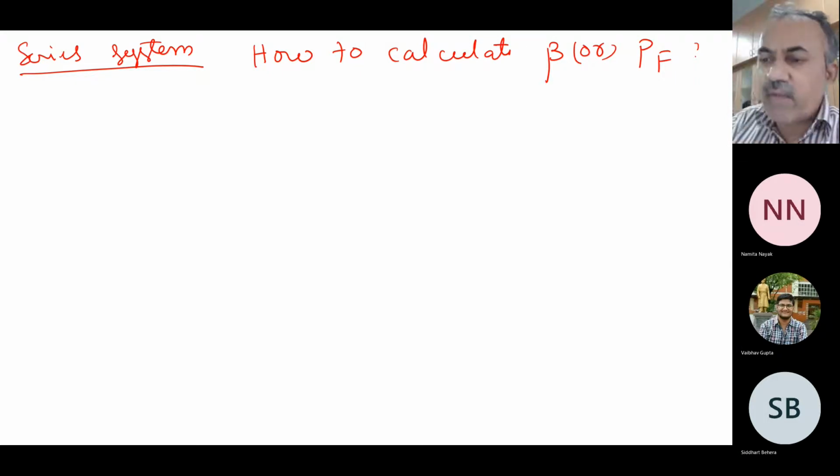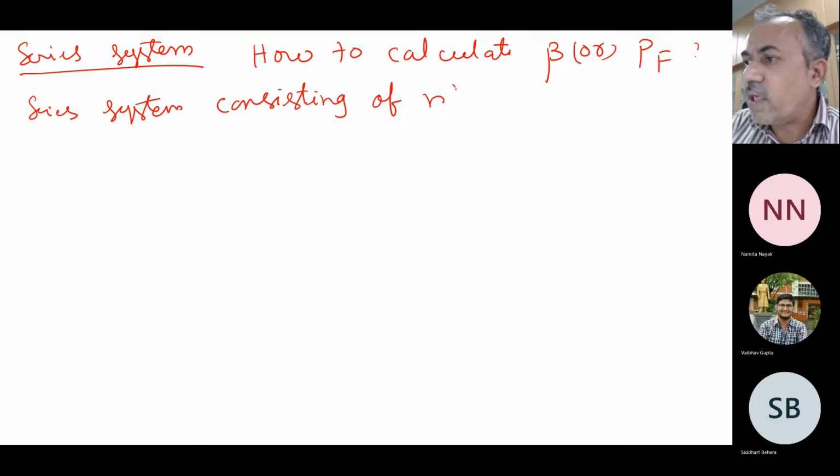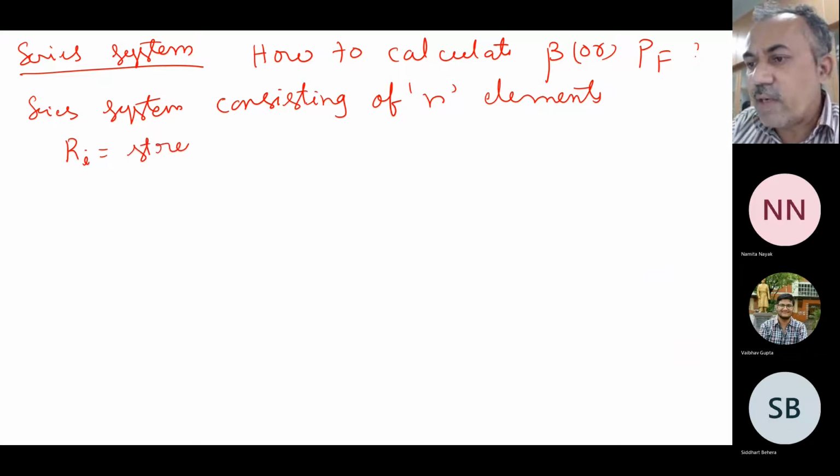So now let us say we have a series system consisting of n elements. If you have n elements, the strength is a random variable. Let us say Ri is the strength of the ith element.